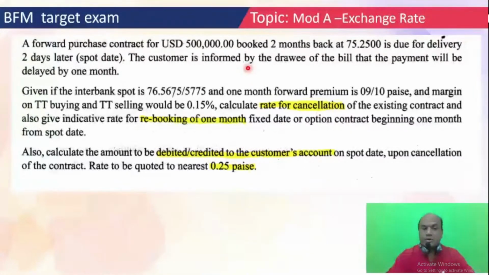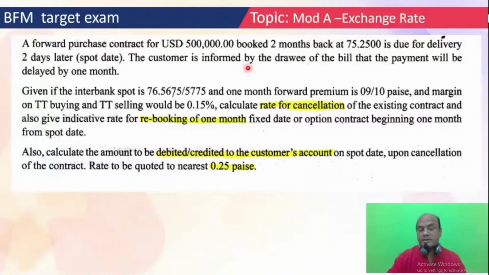Given the interbank spot rate as 76.5675, 5775, and 1 month forward premium is 0910, margin on TT buying and TT selling is 0.15%.